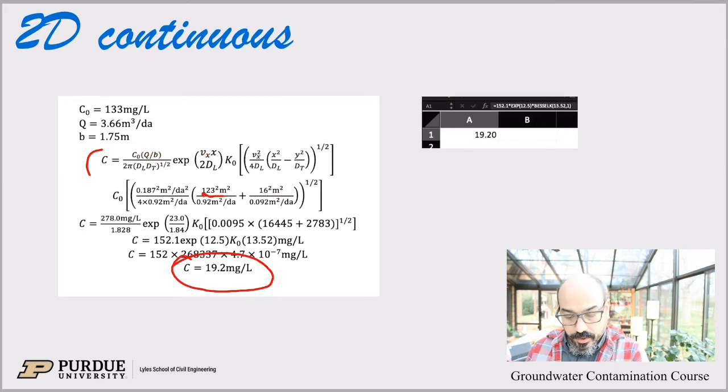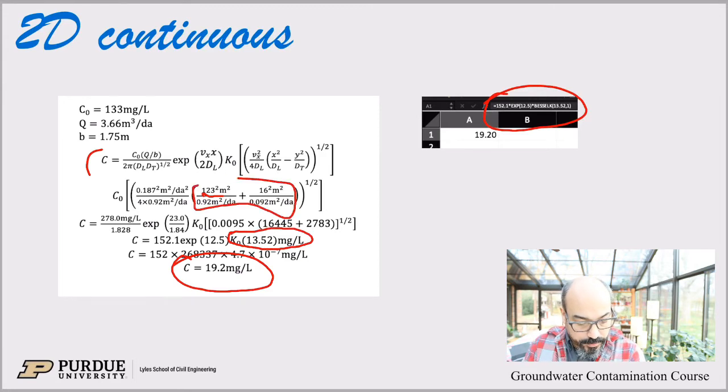One thing that you may not know is how to use that Bessel function. Again, it's just a function like an exponential or a log. In Excel, for example, there is BESSELK, which is the Bessel function of the second kind. Once you plug in all the numbers, you get K0 of 13.52, and this is the way you do it in Excel. You find the result as 19.2 milligrams per liter. That's the steady state concentration in the well located 123 meters downstream and 16 meters to the side of the leak.